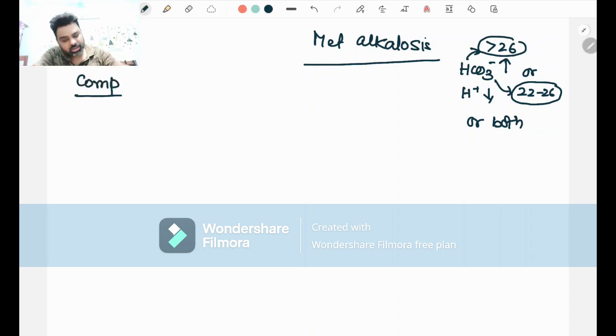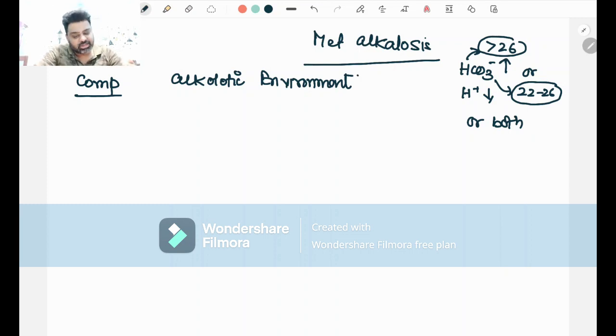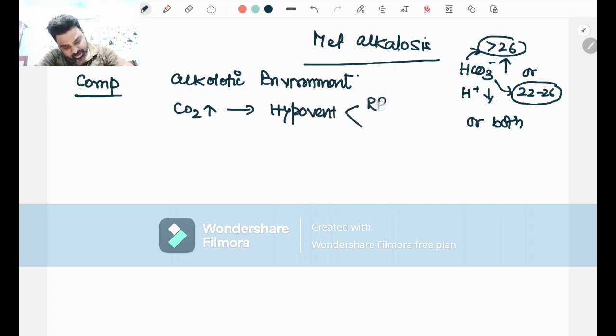Whenever there is a metabolic alkalosis, the body has an alkalotic environment. In order to correct this alkalotic environment, the body tries to increase CO2, because CO2 is an acidic gas. So how does it increase CO2? By hypoventilating. So the body hypoventilates, that is, by decreasing the respiratory rate and decreasing the tidal volume.